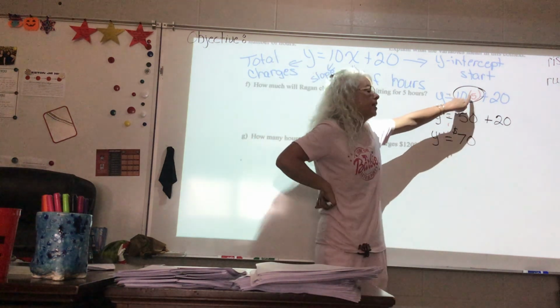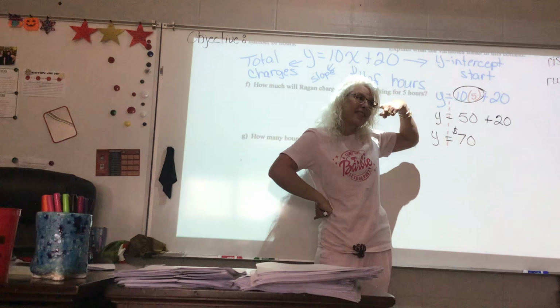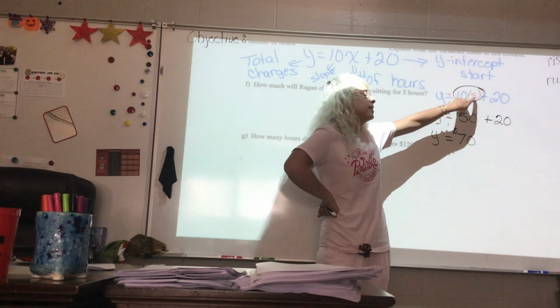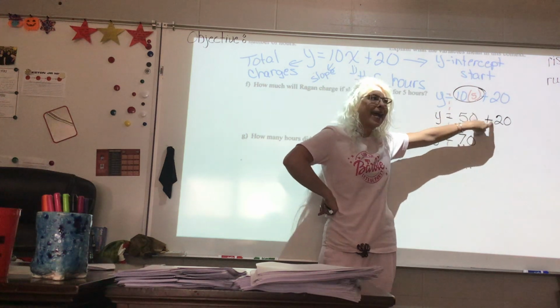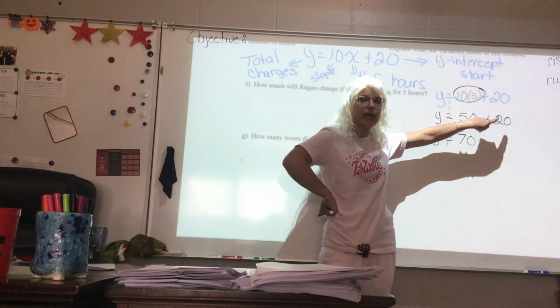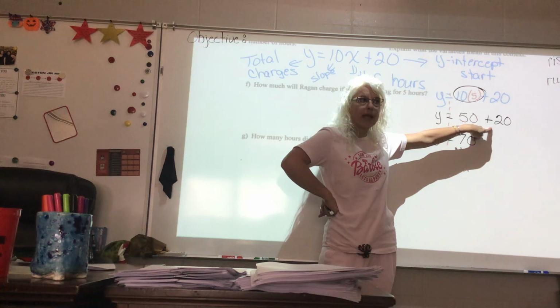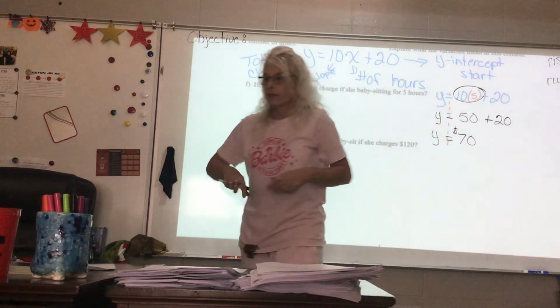So do you see, even if you would have used your common sense instead of the equation, that 5 hours at $10 a piece, that's $50, and then we add that extra piece, that extra money. Are you okay? Get that written down?